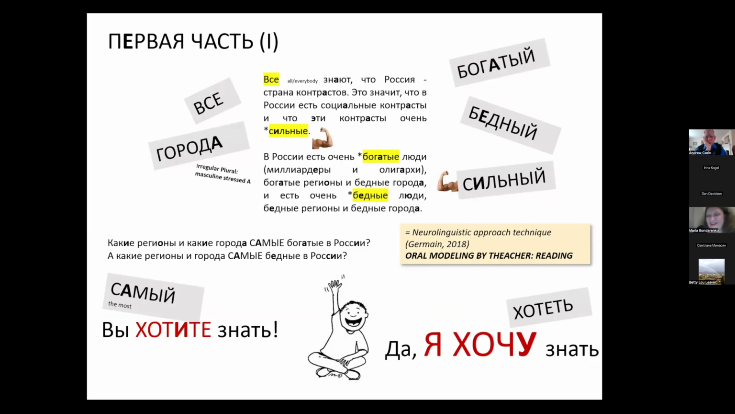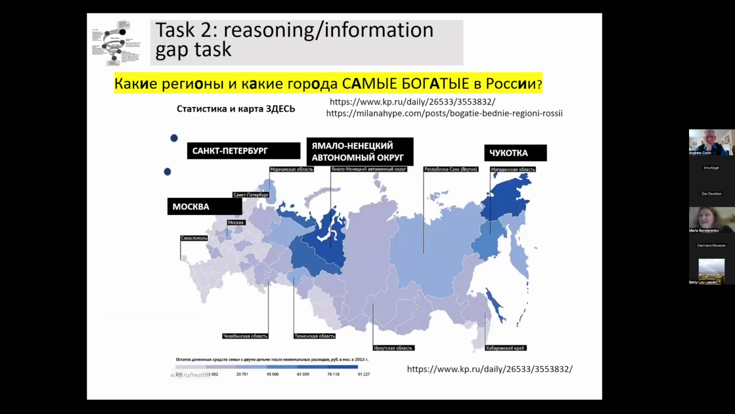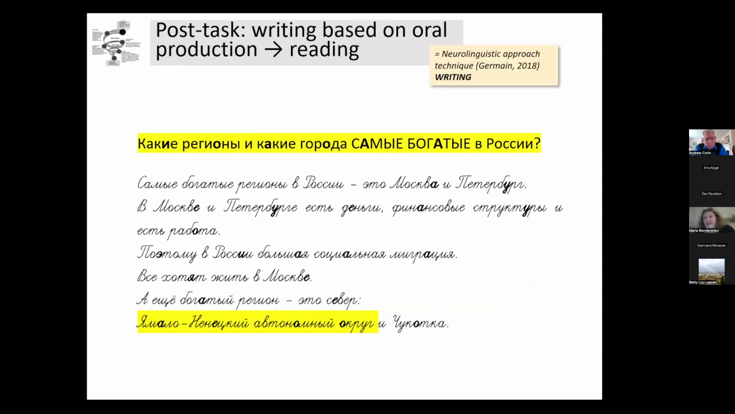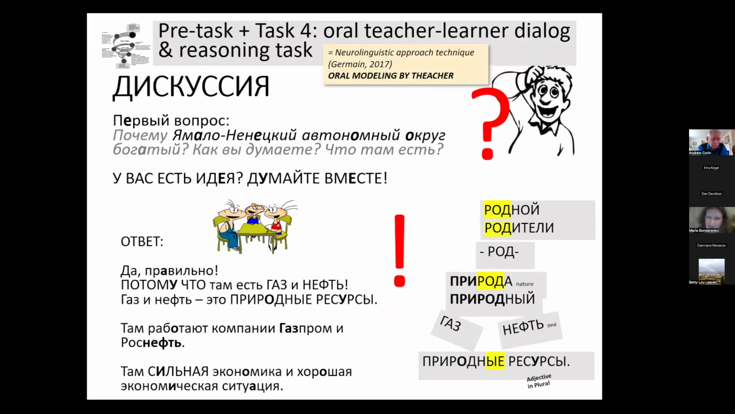регионы в России самые богатые и самые бедные? The new form is самый. Хотите знать? Да, я хочу. And learners search for the answer to this question through exploration. They chart, they find, they follow the link provided by the teacher. It's important that they use authentic material. They come up with the answer, but firstly, they formulate it orally and then write it down.